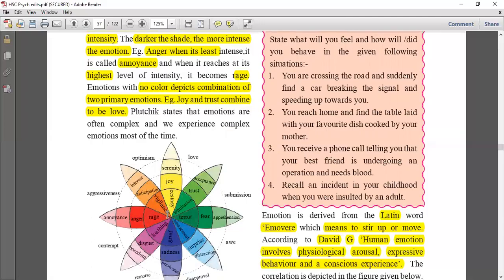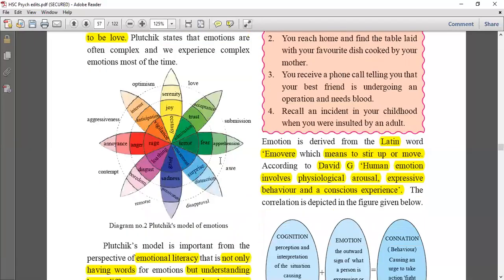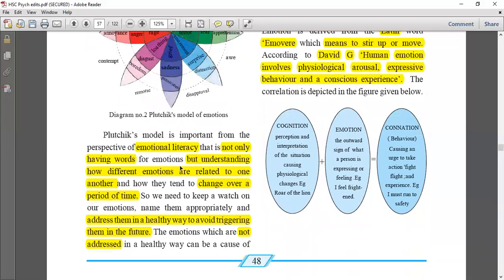They have fun. So the darker the color, like rage, the stronger the emotion. Terror, then fear, then apprehension is not so much. In the same way, admiration, then trust and acceptance, ecstasy, joy, serenity. So he spoke about a more complex model of emotions.